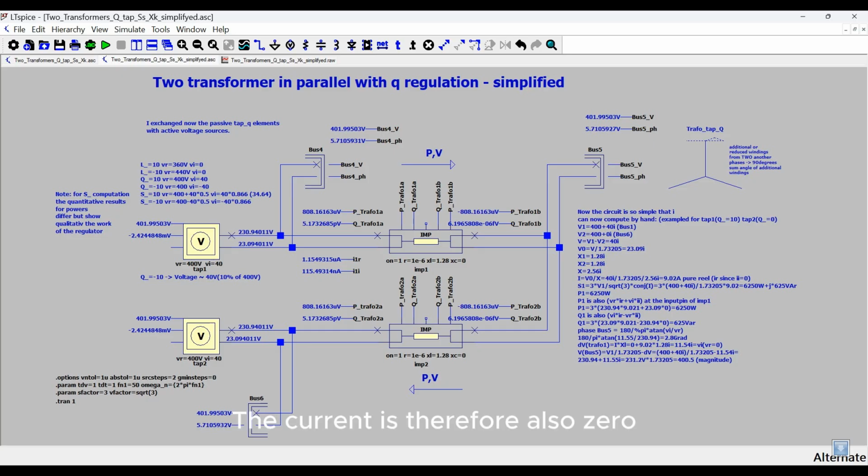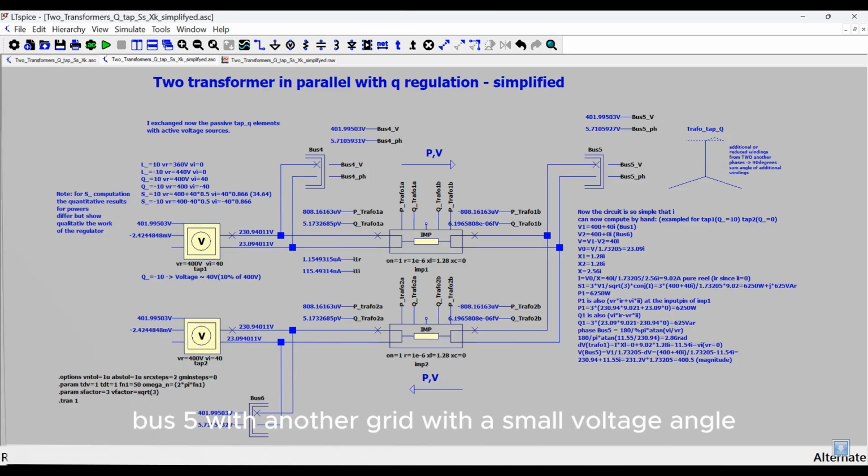The current is therefore also 0. The voltage at the slack bus 4 is now exactly the same as the voltage in bus 5 and bus 6, since no current results in no voltage drop across the two transformers. The voltage angle in bus 5 now has its highest value, namely 5.7 degrees, which is twice as high as in the previous example and would result in a high active power flow to the other grid when coupling bus 5 with another grid with a small voltage angle.